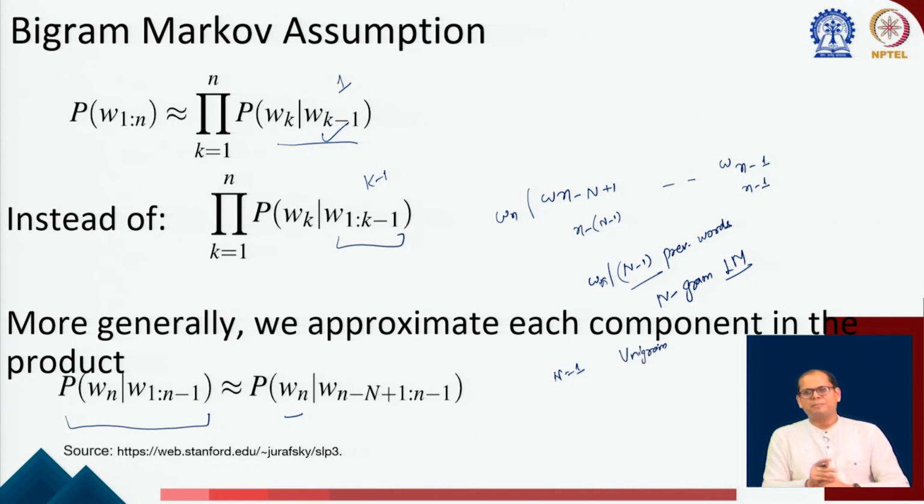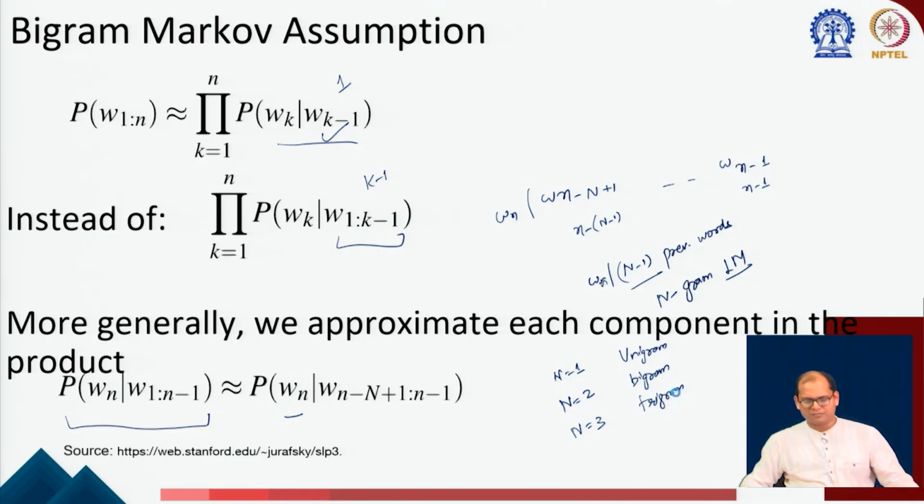So that means it will not depend on anything. You will just find the probability of the word itself. If you use n equal to 2, it's called a bigram language model, so the probability depends on just the previous word. N equal to 3 becomes a trigram language model. It depends on the previous 2 words, and so on.